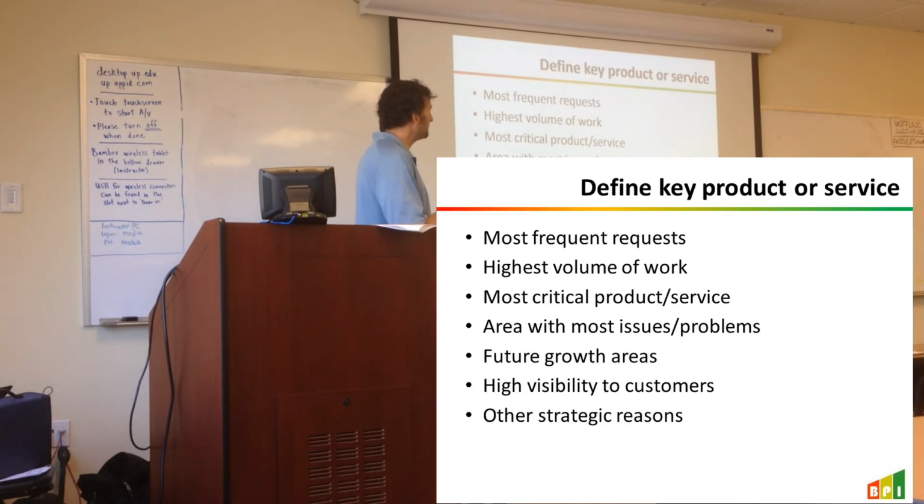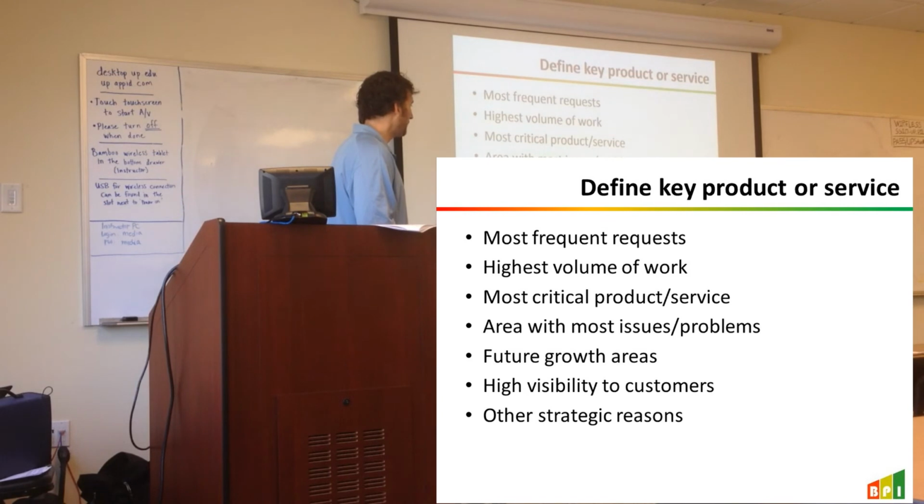So the first thing is to find the product or service that has the most frequent requests, has the highest volume of work, or the most amount of labor that goes into it. Or the most critical products or services that you have, maybe it's high visibility, or it's a growth area that we're going to really expand in the future. We really want to dial it in now. Or it has the most issues or problems or complaints.